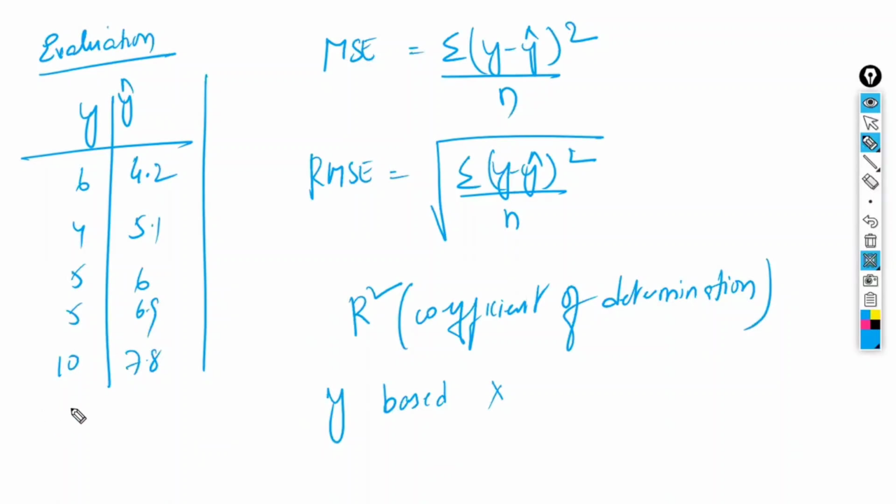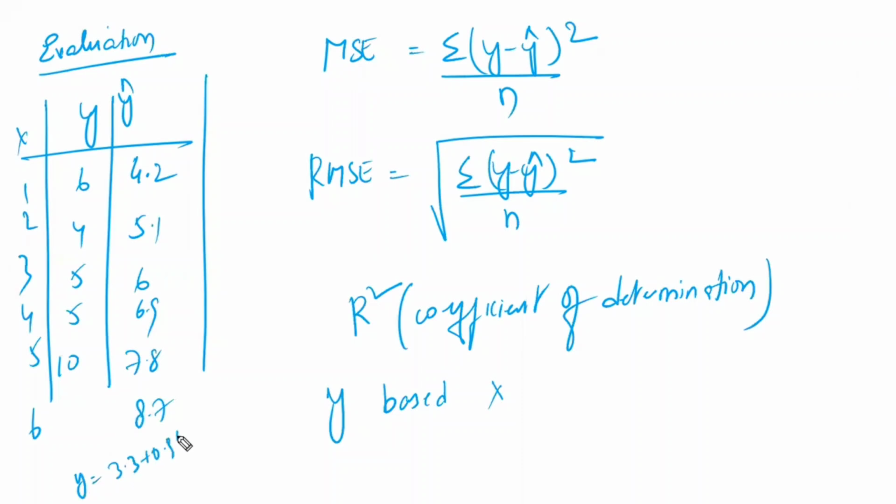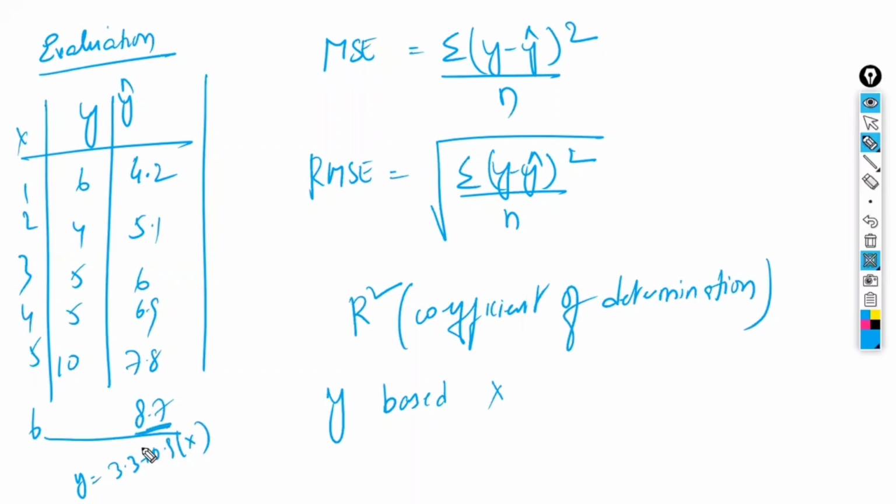For example, in the future, x is equal to 1, 2, 3, 4, 5. For 6, what is the expected value? 6 into 0.9 is 5.4, plus 3.3, which is 8.7. That is the expected answer using your model. The model is y hat is equal to 3.3 plus 0.9 into x. You substitute this 6 value and you get 8.7.